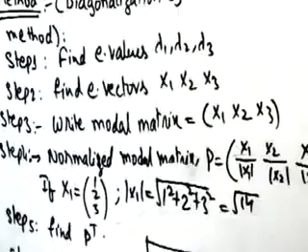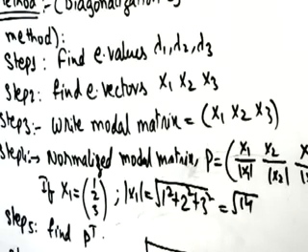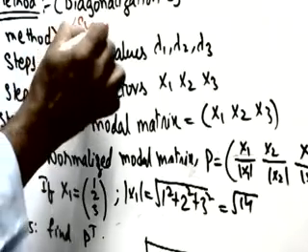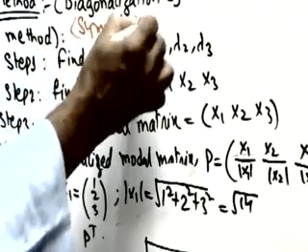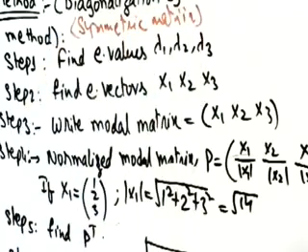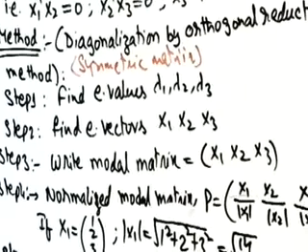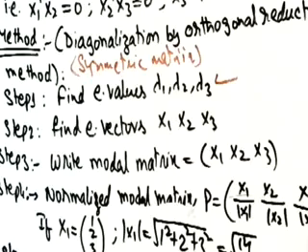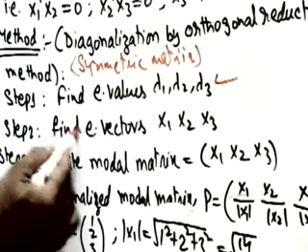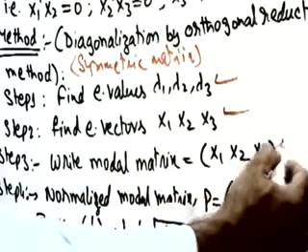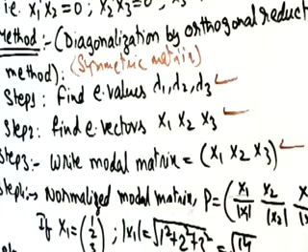Now the method: diagonalization by orthogonal reduction method. How to diagonalize by orthogonal reduction? This is especially for symmetric matrices. If the matrix is symmetric, then we can use the orthogonal reduction method. The first step is the same: find eigenvalues. We did this in the previous class. The second step is also the same: find eigenvectors. Now write the model matrix, x1 x2 x3, as we discussed in the last part.